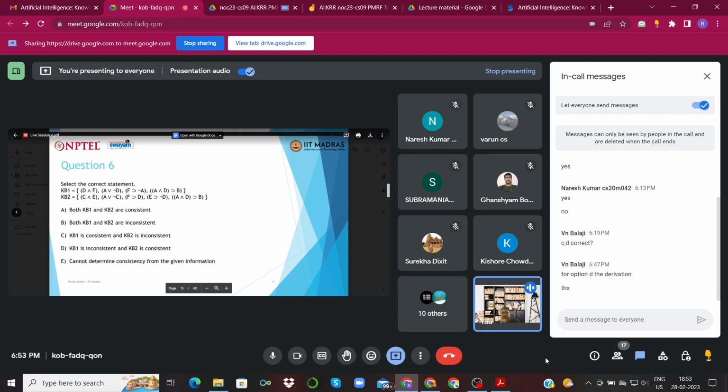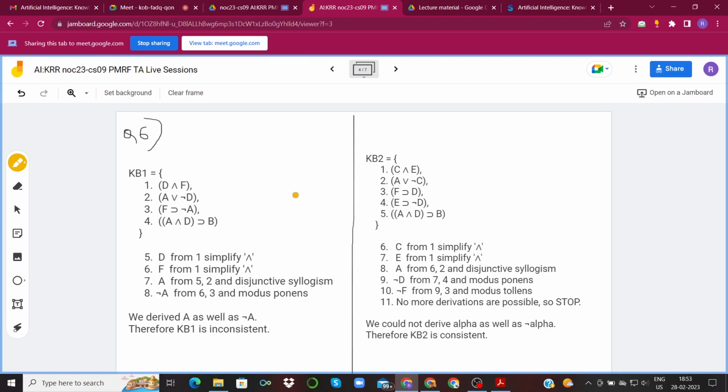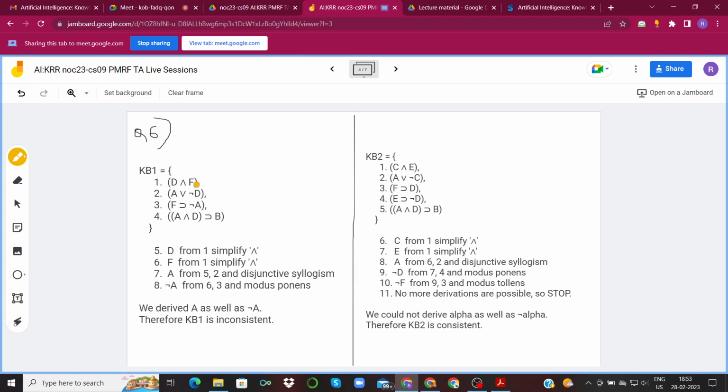Okay, so let's look at the first knowledge base first. So we have D and F, which is one fact. A or not D is another one. F implies not A, and A and D imply B. Okay, so I have written down these four facts of the first knowledge base. And let's break it down one by one.